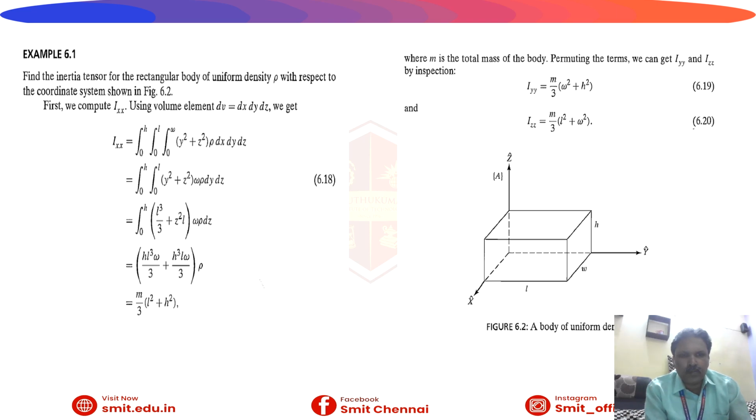what will happen means y square will become y cube by 3 plus z square L. Why this L means we are going to apply the limit. In place of y, we are going to apply the upper limit. That's why L cube by 3 plus z square L. Then again, the last differential form is dz, and integrate with respect to dz.